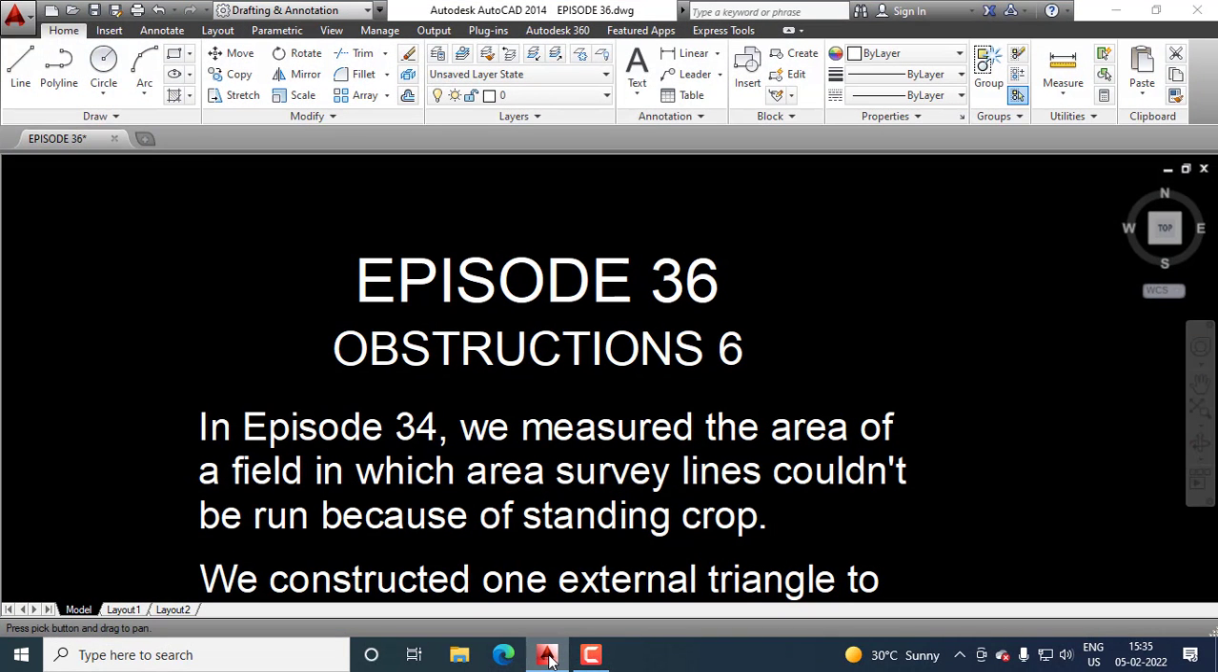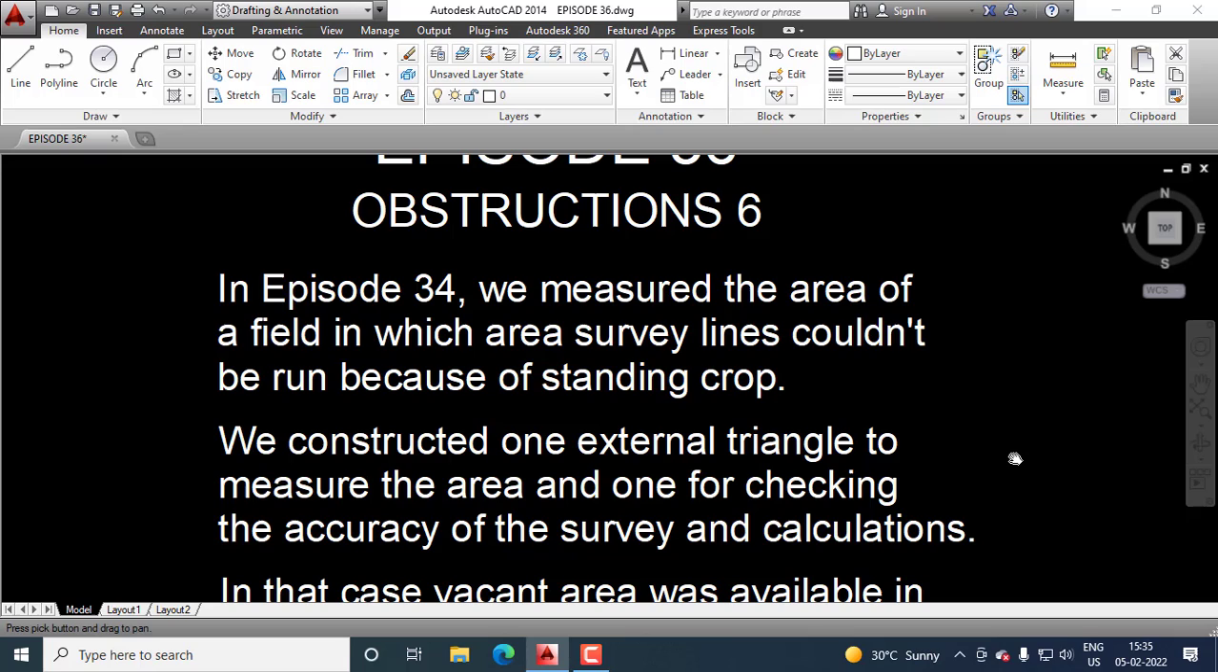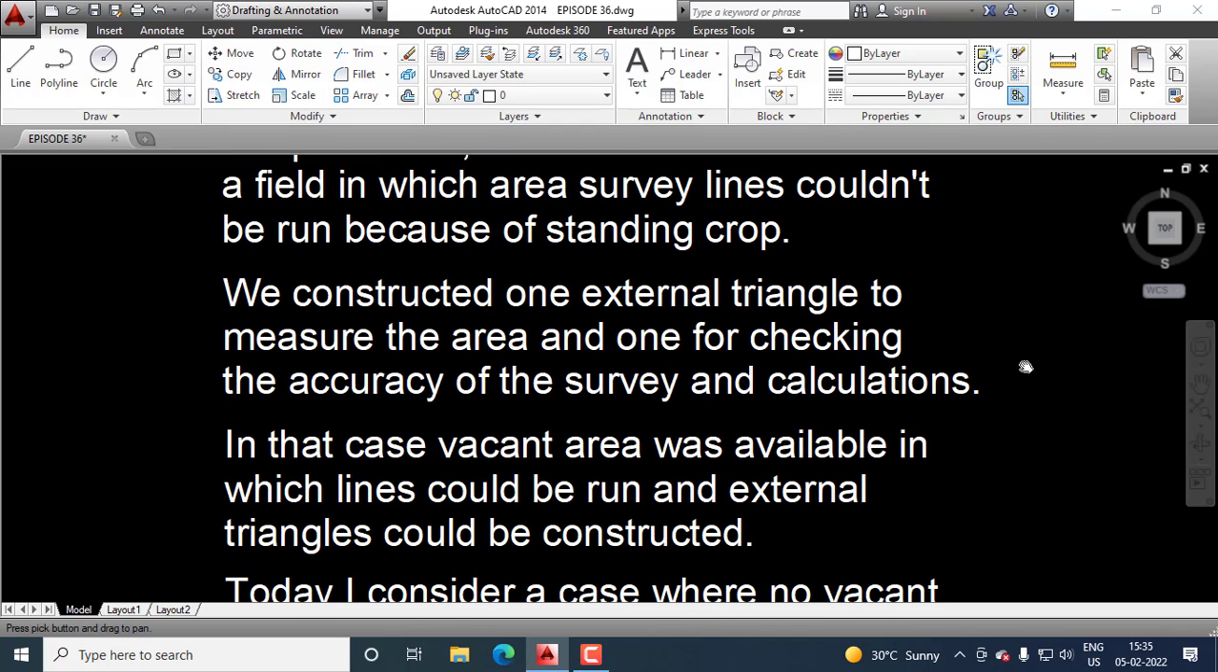In episode 34, we measured the area of a field in which area survey lines couldn't be run because of standing crop. We constructed one external triangle to measure the area and one for checking the accuracy of the survey and calculations. In that case, vacant area was available in which lines could be run and external triangles could be constructed.